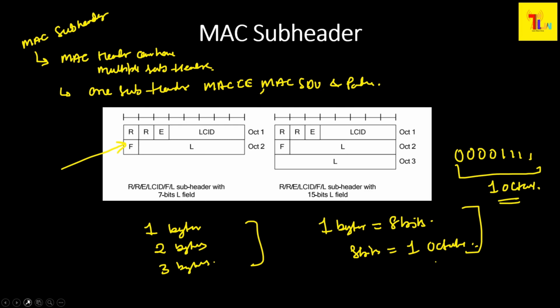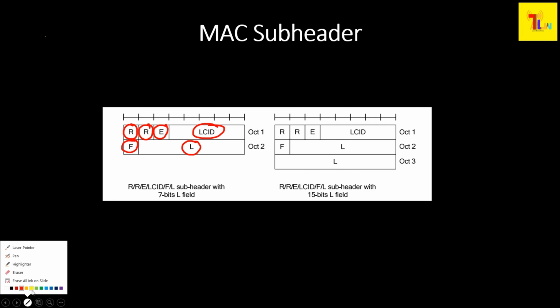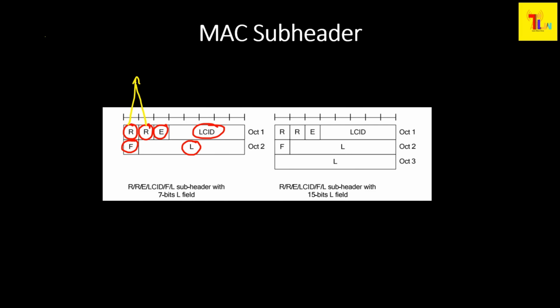Now let's concentrate on the MAC subheader. Here you can see the MAC header structure, where there are a few variables: R, E, LCID, F, and L. We will go through each of these and their significance. The 2 R fields are reserved bits, the size of each is 1 bit, and they are always set to 0.